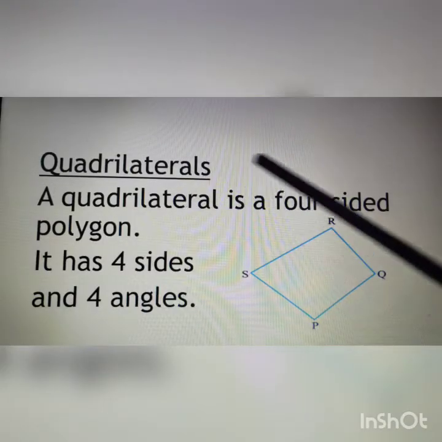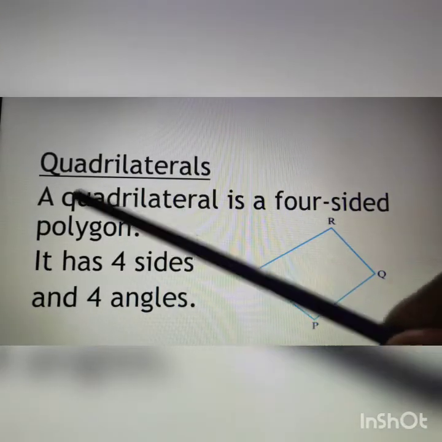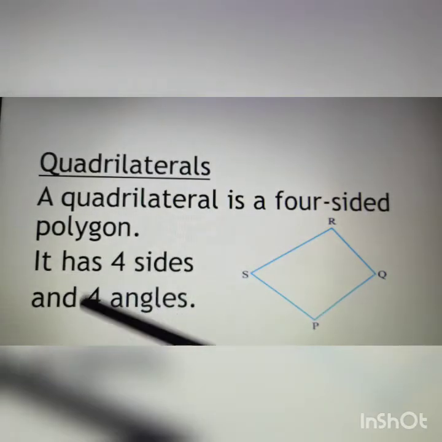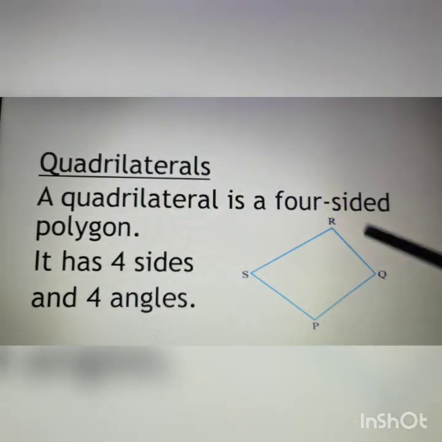Quadrilaterals. A quadrilateral is a four-sided polygon. It has four sides and four angles. Example, PQRS is a quadrilateral. It has four sides PQ, QR, RS and SP, and four angles: angle P, angle Q, angle R and angle S.